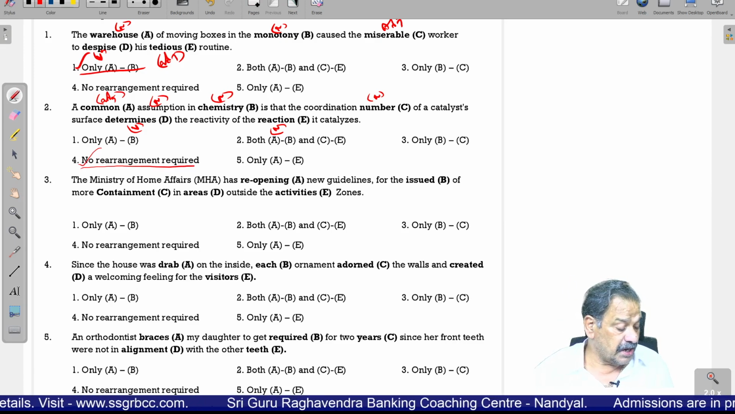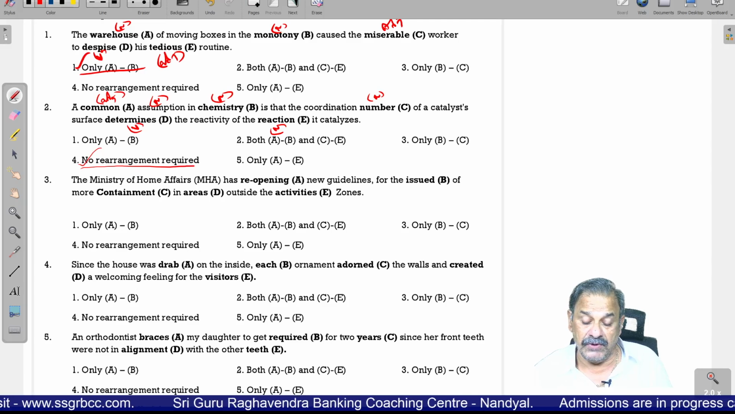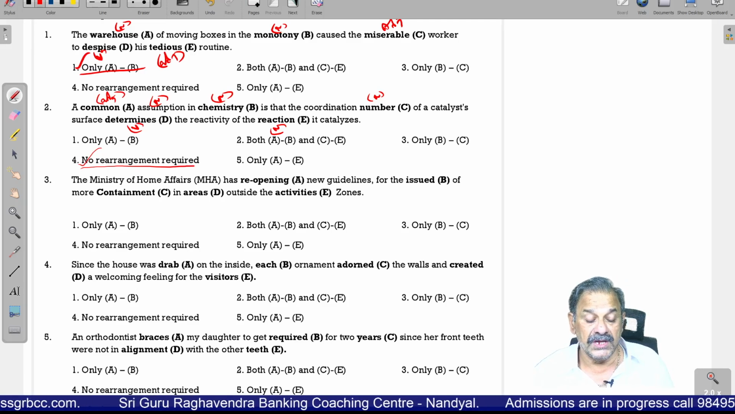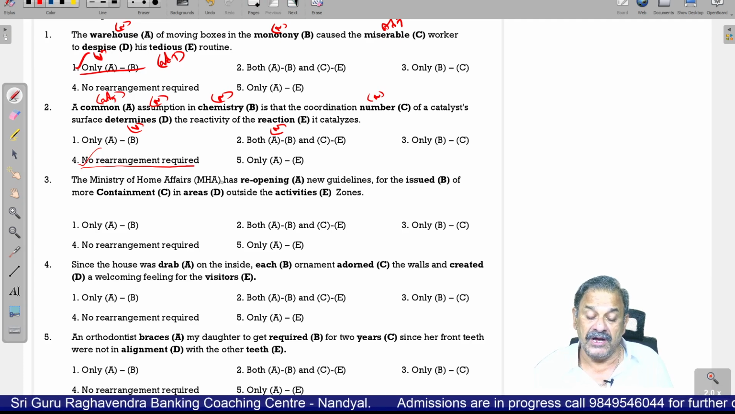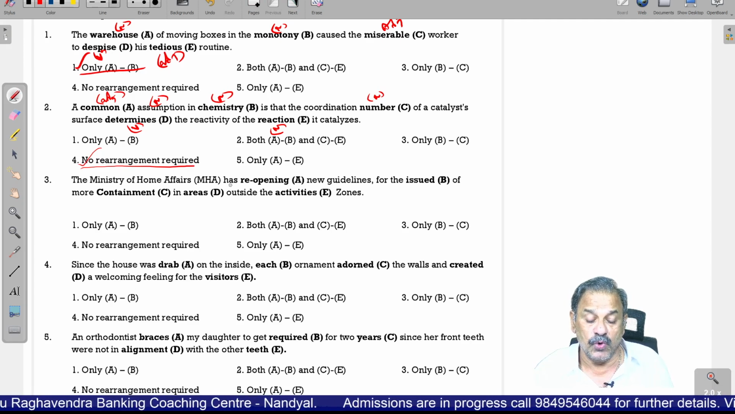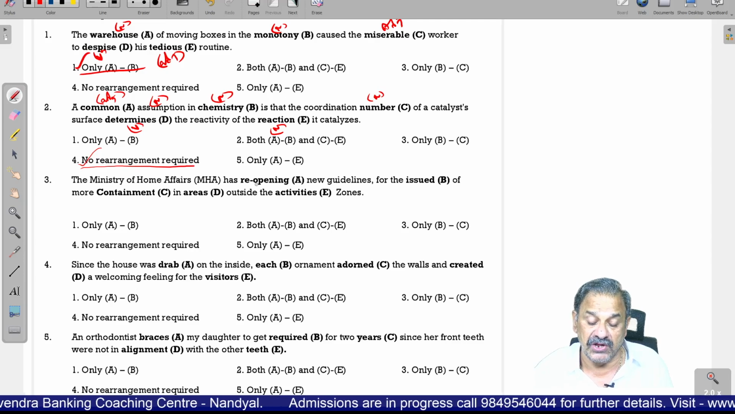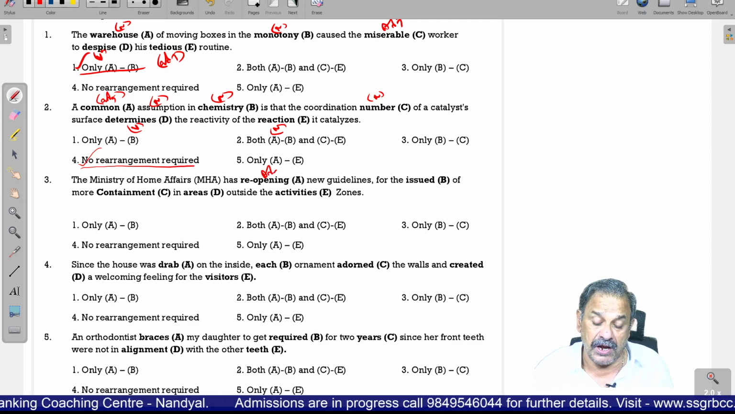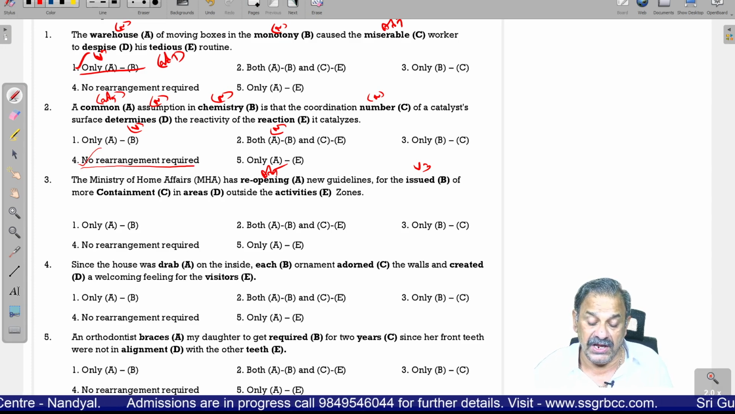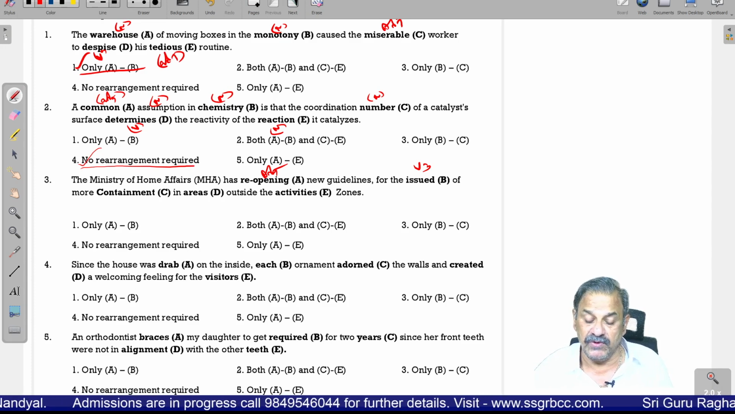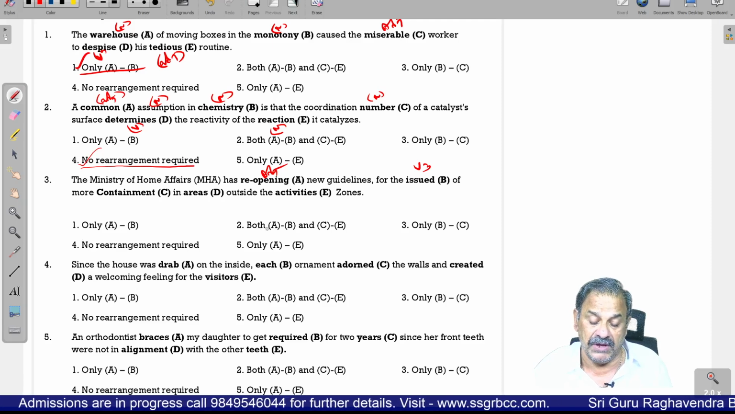Then third one, Nana. Third one. The Ministry of Home Affairs has reopening. After has, have, had, we have to use V3. So it is wrong. Reopening adjective. Issued V3. Definitely AB must be swapped. AB must be swapped means 1 may be, 2 may be.